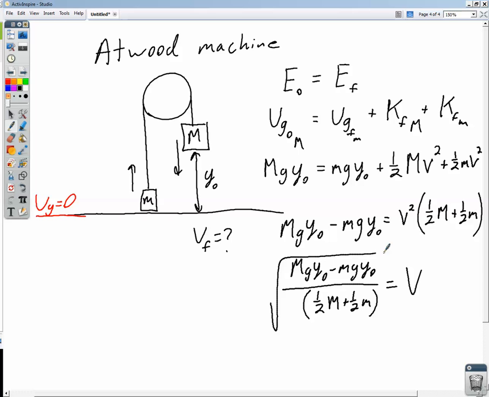If we know that velocity, we can find the acceleration of the system. If we know the acceleration of the system, we can go ahead and find the tension in the string if we need to. So that is a bit simpler than how we did it with Newton's laws. With Newton's laws, we had to find the acceleration of the system, then use a kinematic equation to find V final. Here we could do it in one fell swoop with conservation of energy.